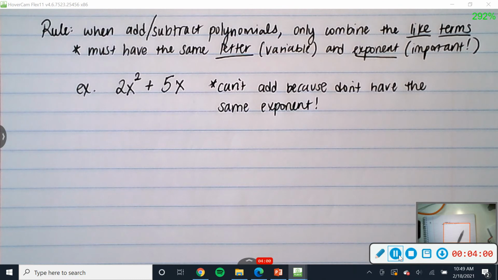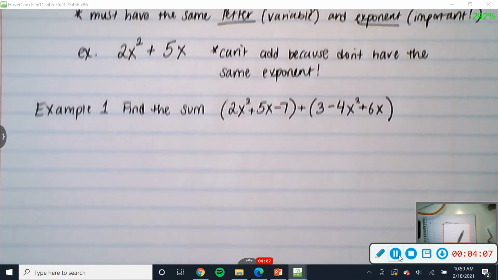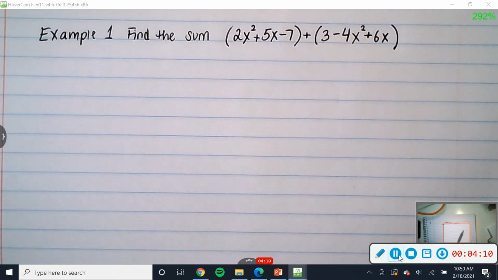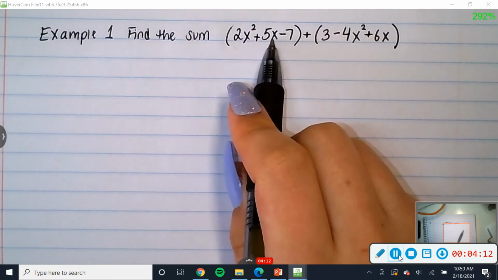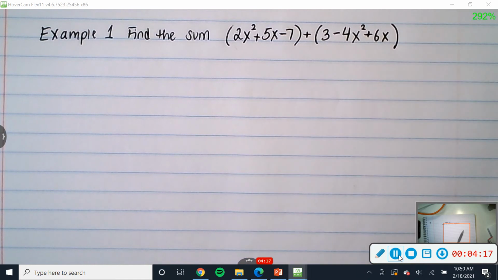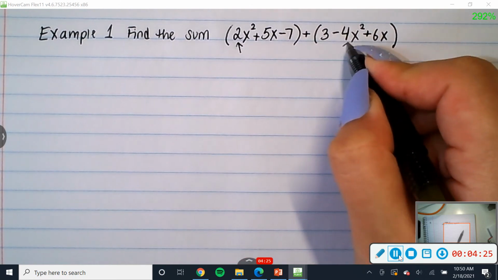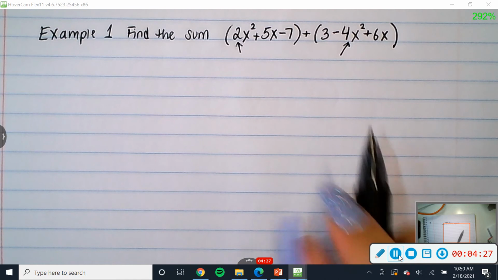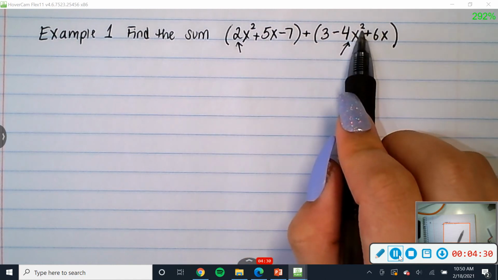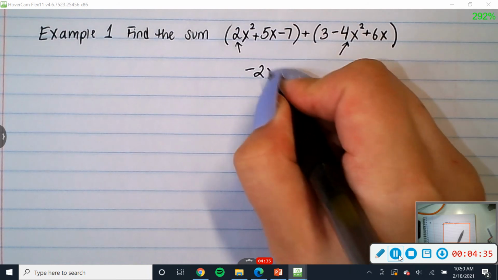Okay, so let's start with example number 1. With example 1, we want to find the sum. We have 2x squared plus 5x minus 7 plus 3 minus 4x squared plus 6x. So I'm going to identify all of the like terms, and we're going to add those together. So the first thing that I see is we have a 2x squared, and then we have a minus 4x squared. Same exponent and same variable. So I can add these together. So 2 plus negative 4 is negative 2x squared.